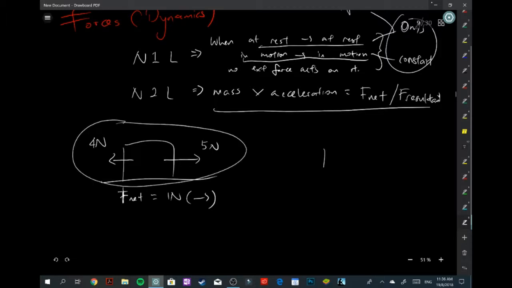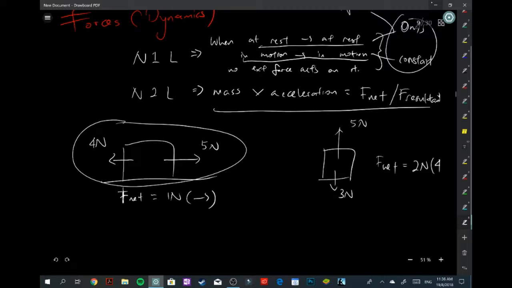Let's say I have another box that is being pulled up by a string with 5 Newton, and pulled down by 3 Newton. The weight is 3 Newton. This will go up, and that's how an elevator works. For the elevator to go up, the tension in the string must be higher than the weight of the entire lift. So F net is 2 Newton upwards.